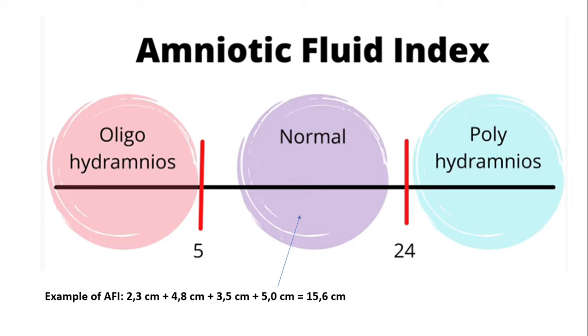Well, so I hope you heard very well what the doctor described while doing AFI. She measured in different quadrants, 4 quadrants, and she added some numbers. From 5 to 25 centimeters, the amniotic fluid index should be considered normal. If it is less than 5 centimeters, it should be considered as oligohydramnios. When it is more than 24 centimeters, it must be thought of as a polyhydramnios condition.